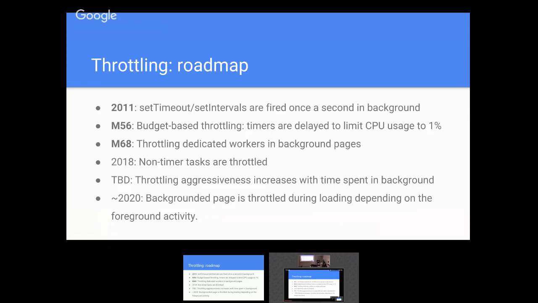In M68, we will also throttle dedicated workers associated with background pages to prevent CPU hijacking. But the future timeline also includes stopping non-timer tasks gradually over the course of this year. And the long-term plan is that we will use throttling to control loading of the background page. So when the page is done loading, it will be frozen, but we will throttle it while it's loading to ensure that it loads in a sustainable way and does not impact the foreground tab.